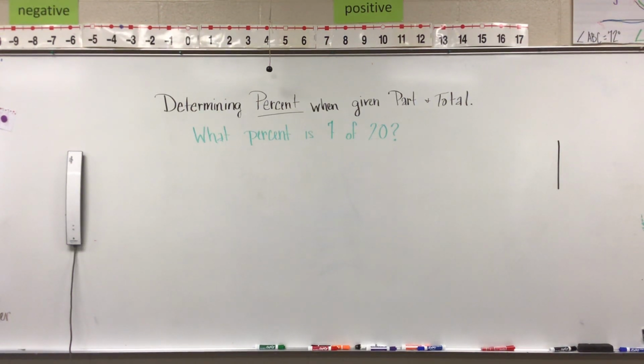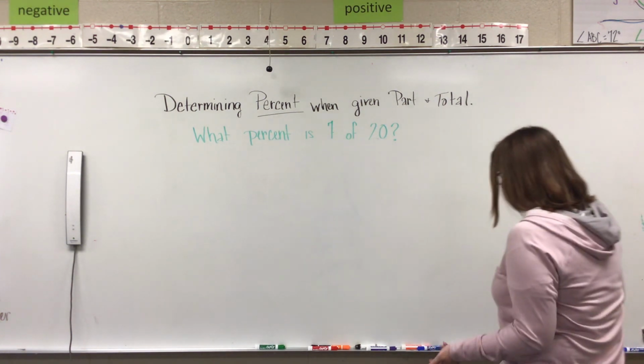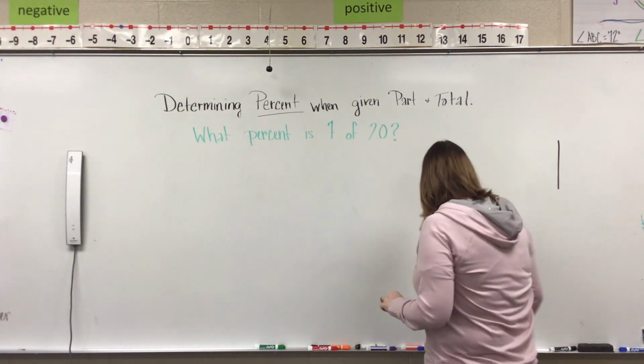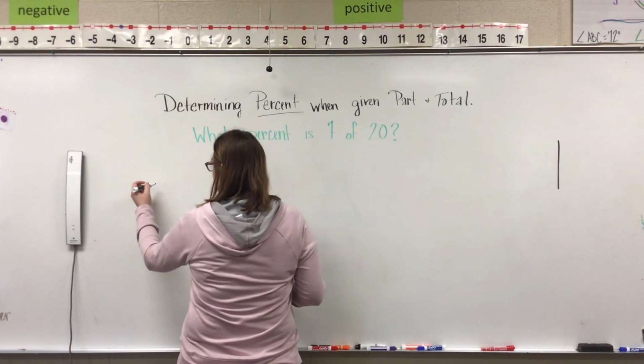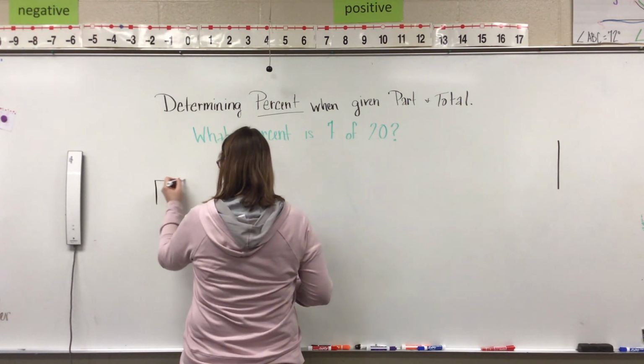So today we're going to look at determining the percent when you're given the part and the total. So the first problem we have here is, what percent is 7 of 20? So just like yesterday, we have 3 different methods we can use to solve these problems. So the first one is a percent bar. So we set it up the same way as far as starting with a rectangle.